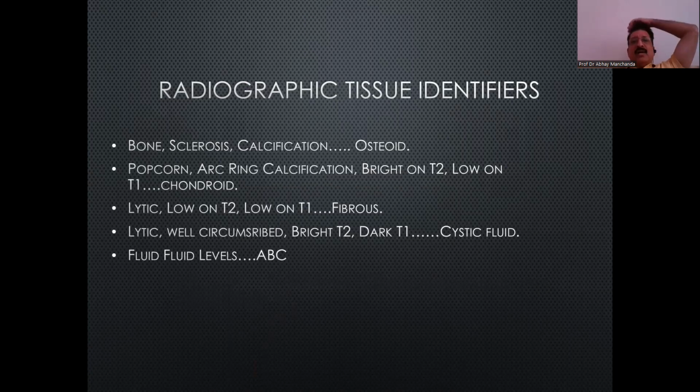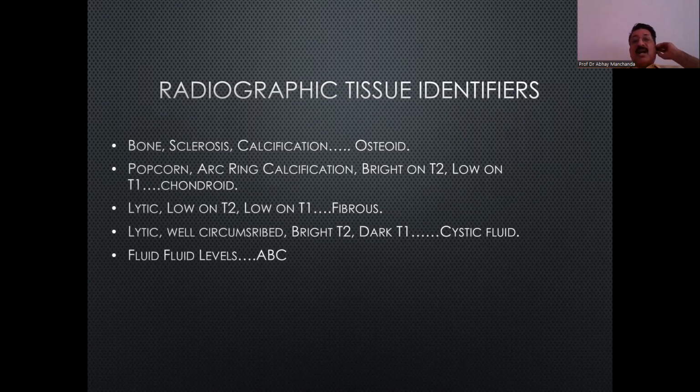What are the identifiers on X-ray, where you can just see by the tissue produced by the tumor, that should help you? When you see extra bone formation, calcification, sclerosis around the tumor, you can think of an osteoid producing tumor. When you can see popcorn lesion, arc ring calcification, bright on T2 MRI and low on T1, that means the lesion is chondroid, that means a cartilage producing tumor.